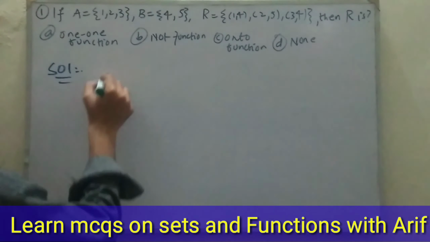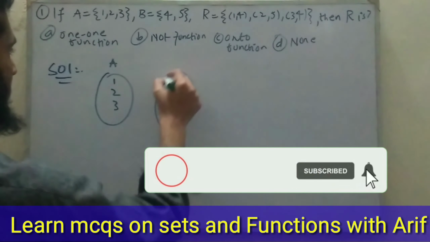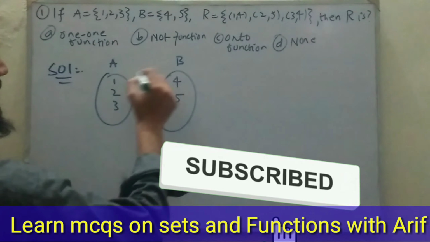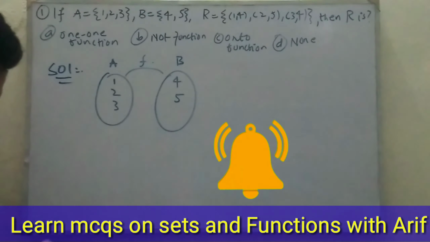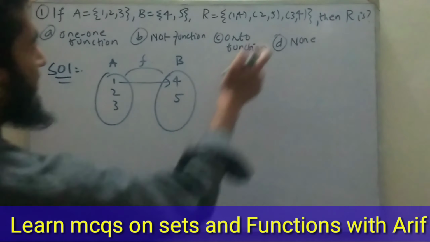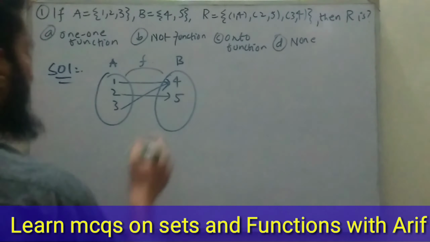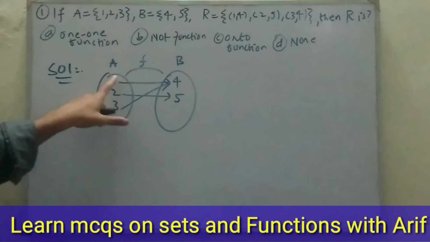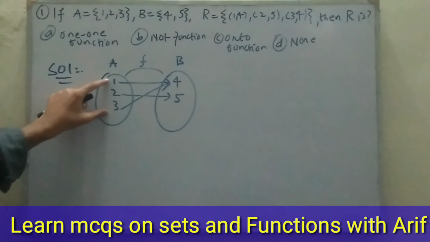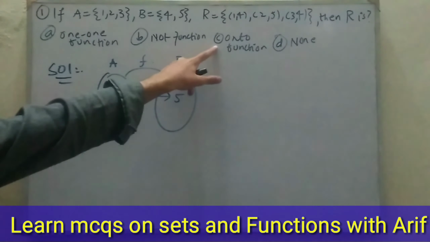We have set A as {1, 2, 3}, and let's suppose this is set B, which is {4, 5}. Let's suppose this is a function, and the relation is (1, 4), so 1 is mapped with 4 and 2 is mapped with 5, and here 3 is mapped with 4. So each and every element of set B is mapped with an element of set A. When each and every element of the second set is mapped, the function is called an onto function. So the correct option is option C.